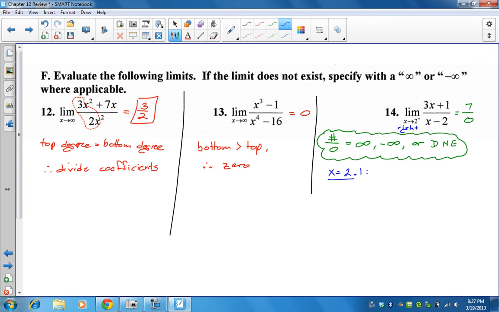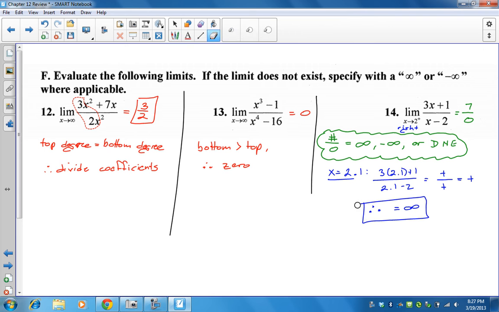So if I do 3 times 2.1 plus 1 over 2.1 minus 2, 3 times 2.1 plus 1 will give me a positive number. 2.1 minus 2 will give me a positive number. A positive divided by positive is positive, and that tells me that this answer is going to be positive infinity. So therefore, this limit equals infinity. So there's your answer for this one. If I plugged in something and I got a positive over a negative, then the answer would be negative infinity.